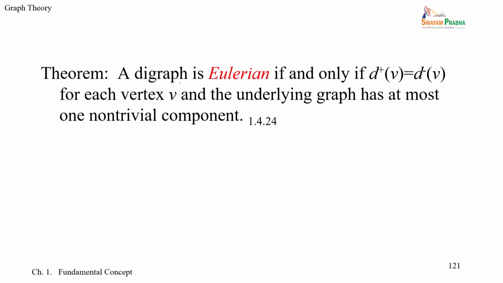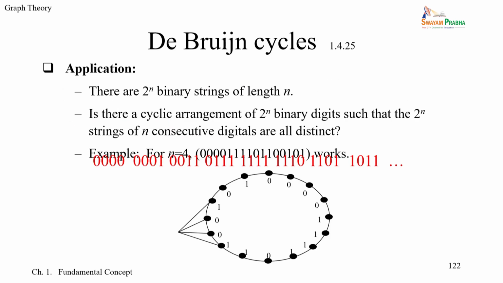A digraph is Eulerian if and only if the in-degree of each vertex V equals the out-degree of V for each vertex V, and the underlying graph has at most one non-trivial component.